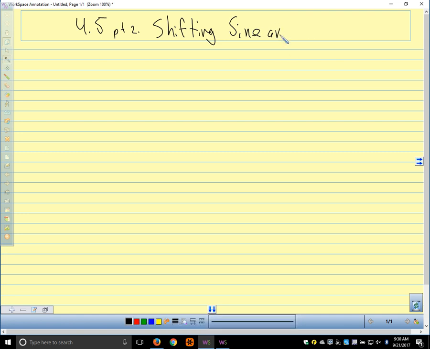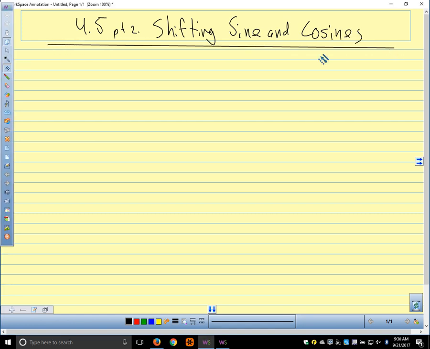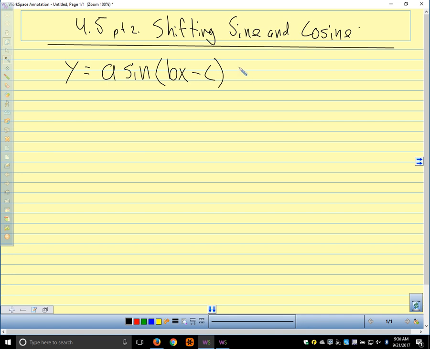We're going to shift our sine and cosine graphs. So what we're talking about today, our functions, we're just going to add, so we already know about changing our amplitude and changing our period. So we have y equals a sine, and I'm going to write bx minus c plus d. And we're also talking about our cosine, bx minus c plus d.